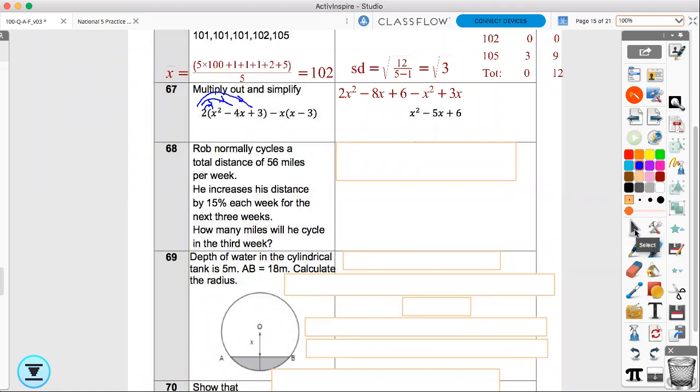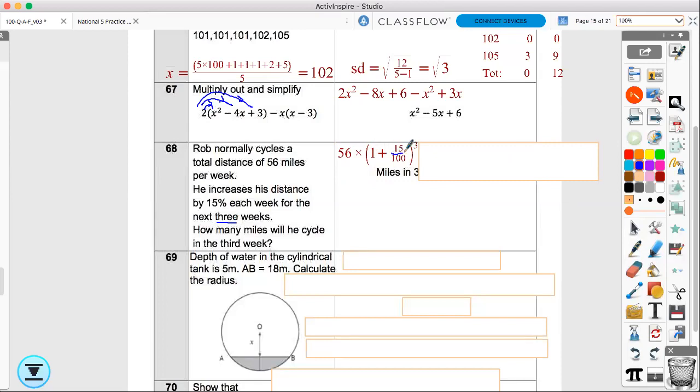So Rob normally cycles a total distance of 56 miles per week. We've been told that he increases his distance by 15% each week for the next 3 weeks. How many miles will he cycle? So the important thing here to highlight is for the next 3 weeks. So that means I'm going to have to put something to the power of 3. Can we use that formula? Yeah. So what I would say here, I would do 56 times 1 plus 15% to the power of 3. So if you type that in your calculator, just exactly the way it appears there.